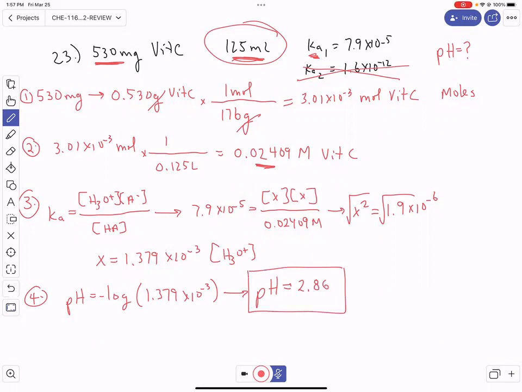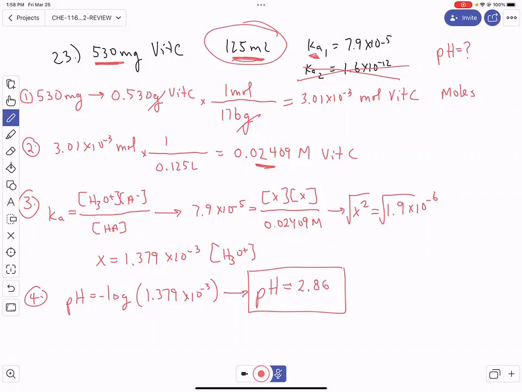There was a question in the homework like this as well, where they gave you mass, they gave you volume. We had to turn that into moles, turn it into concentration. And then once we found the concentration, we could find the pH of that doing a standard, right? We've done step 3 and 4 a number of times. Step 1 and 2, which are probably a little bit harder.